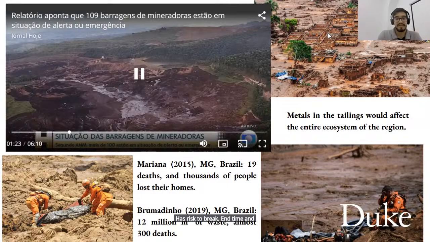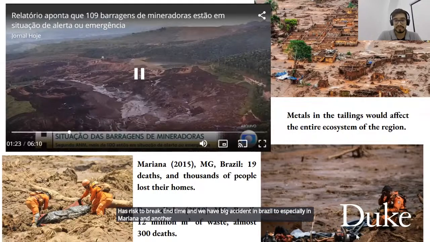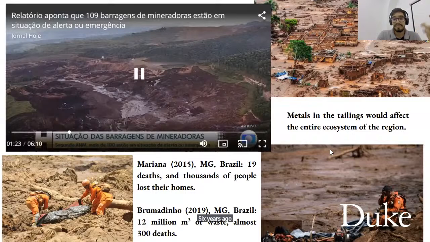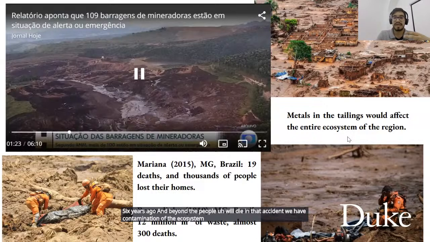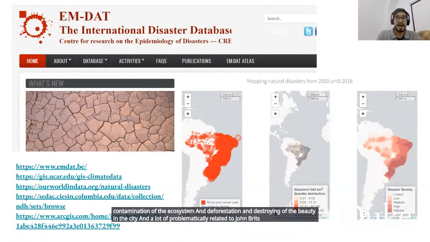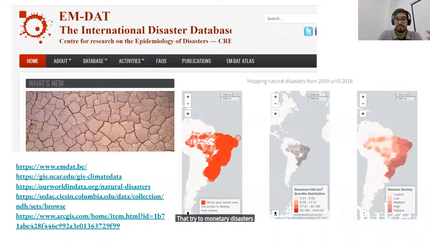And we have big accidents in Brazil too, especially in Mariana and another in Brumadinho 6 years ago. And beyond the people who died in that accident, we have contamination of the ecosystem and deforestation and destroying of the buildings, the city, and a lot of problems related to dam breaks. We have some projects in the world that try to monitor disasters around the world, but related to dam breaks, we have little information around the world.